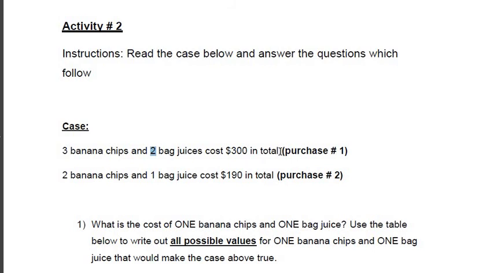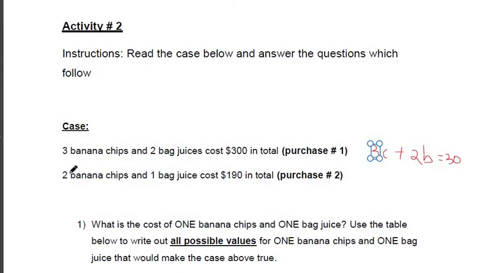write 300. Now, you must be wondering, why is it that Miss Hamilton is not writing on the screen? I would really love for you to do it on your own. 3C plus 2B is equal to 300.